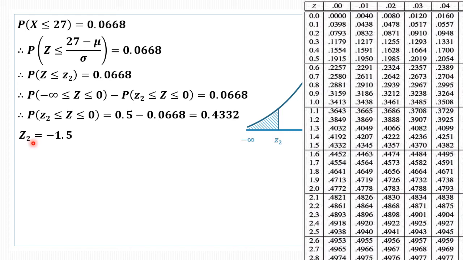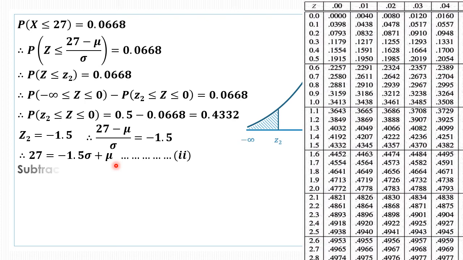So z2 is equal to negative 1.5, and we will take the z2 value as 27 minus mu upon sigma is negative 1.5. So when we change the sides, it becomes 27 is equal to negative 1.5 sigma plus mu. This is our second equation. Now we are going to eliminate. So we will be subtracting the second equation from the first equation.